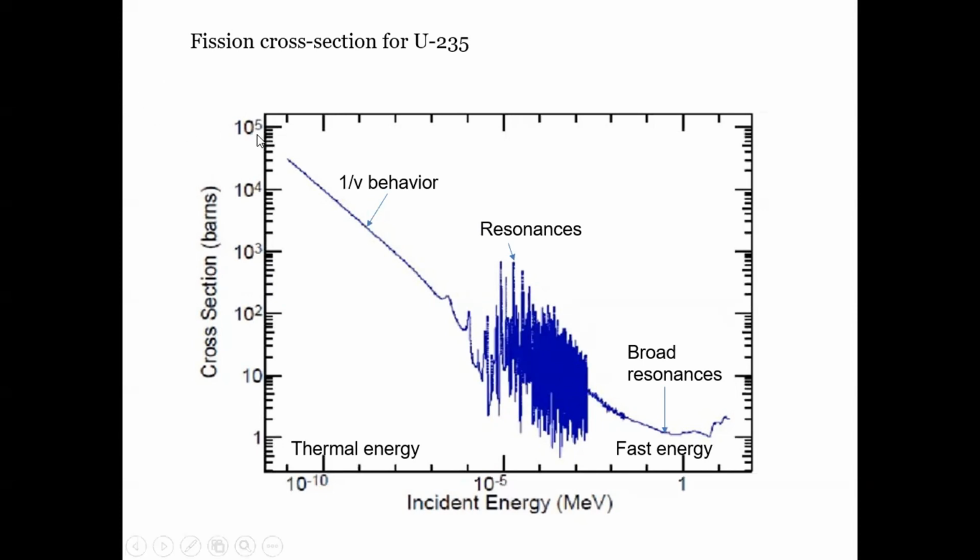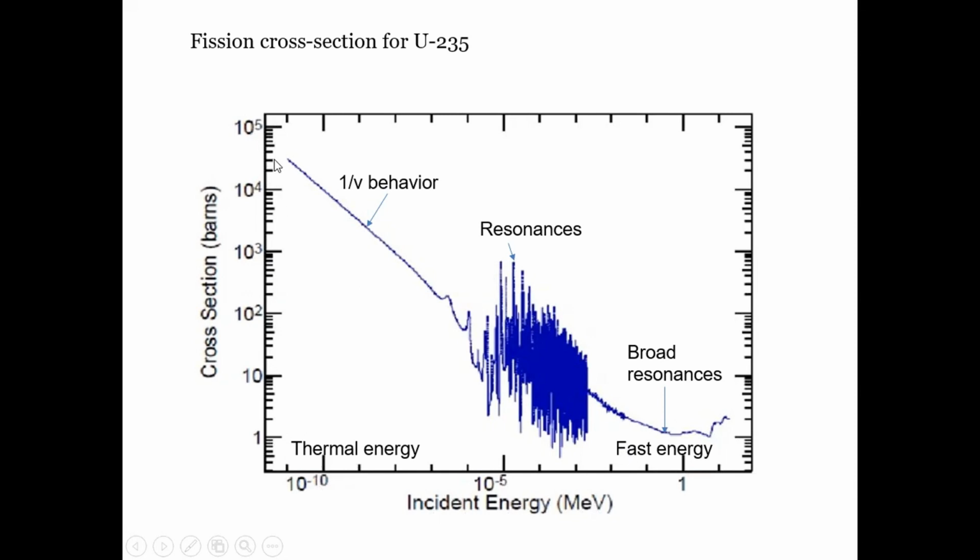And here we see the logarithmic scale. It is 1, 10, 100, 1000, 10 to the power 4, 10 to the power 5. So it's a logarithmic scale going in a non-linear fashion. On the x-axis, it is also a logarithmic scale from 10 to the power minus 10 to 1 million electron volts. So very low energy to very high energy. So if you look at this low energy, it is the thermal energy range. And this very high energy is the fast range.